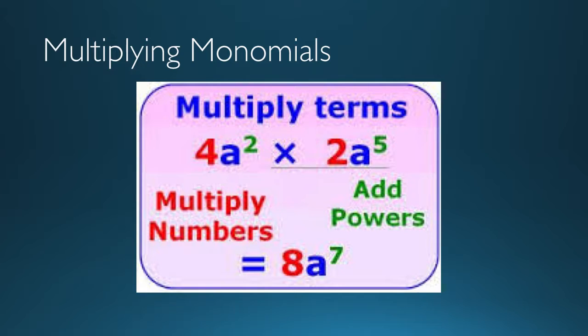And then the variables that have the same base, so a and a, that's the same base, we can add their powers just like we do with numbers. So 2 plus 5 is 7. So the product of 4a squared times 2a to the power of 5 is 8a to the power of 7.